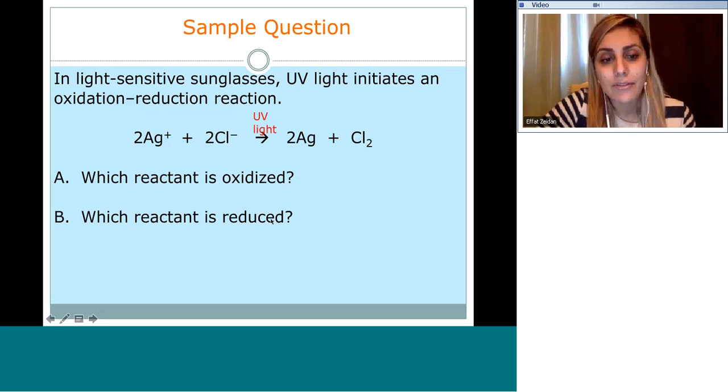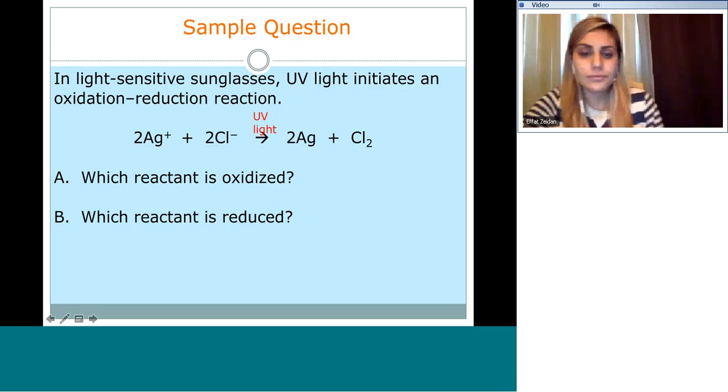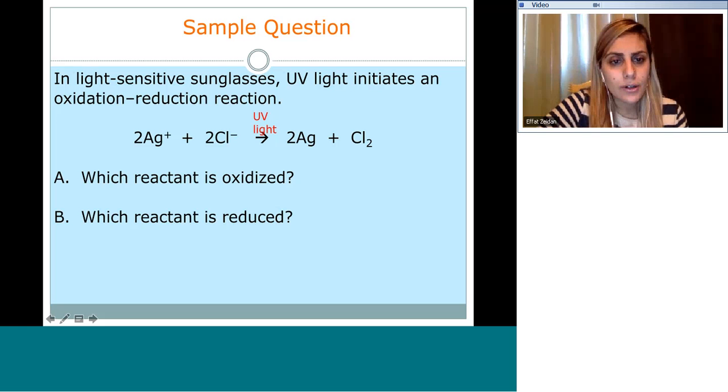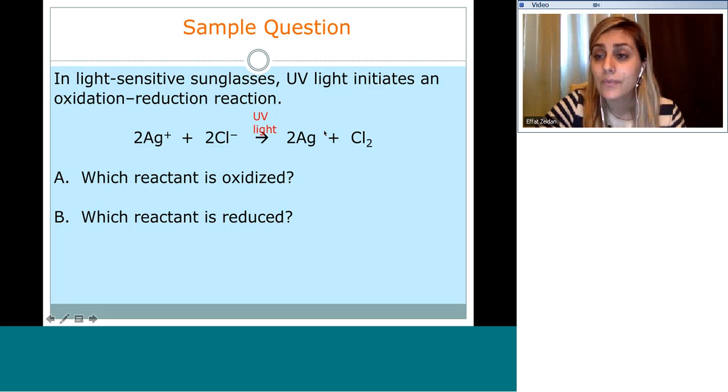What happens is that we have this silver ion plus 2Cl-. In the presence of UV light, we have 2 silver plus Cl2. So what's happening here? Silver ion is turning into a silver solid. The silver ion has a positive charge, and then it's becoming a solid with a neutral charge. So that means, has it lost electrons or gained electrons? When a positive ion turns into a neutral atom, it means that it has gained 1 or more electrons, depending on the charge. In this case, if it's just 1, then it gained an electron.